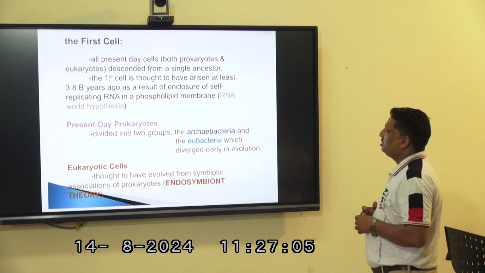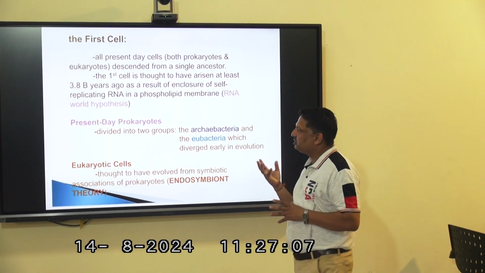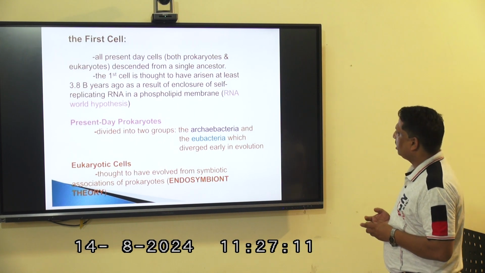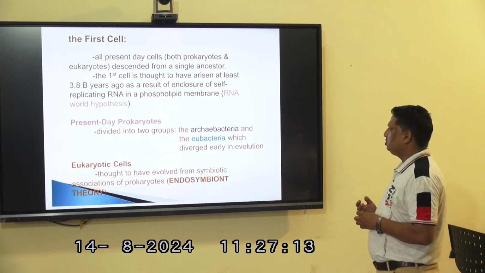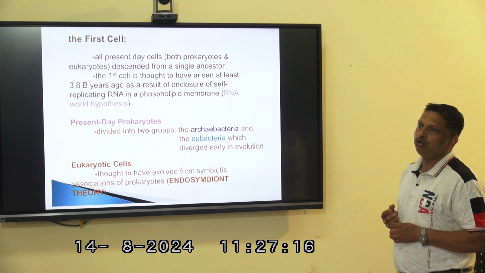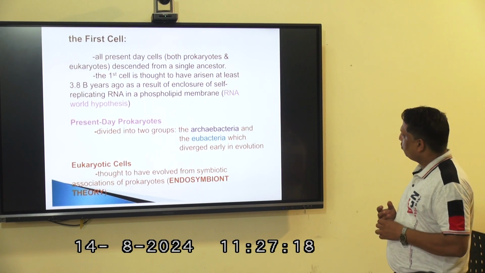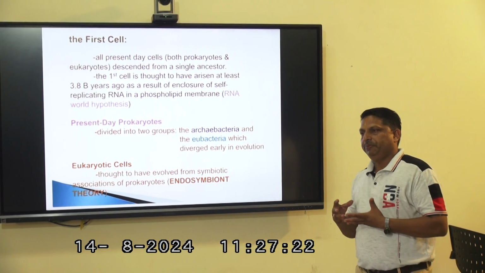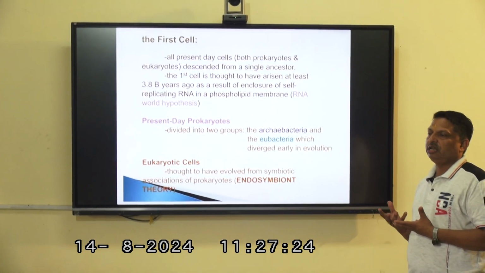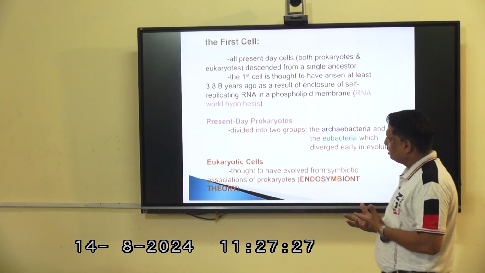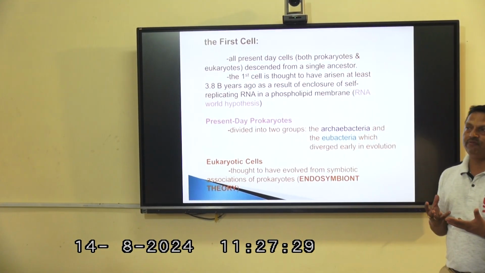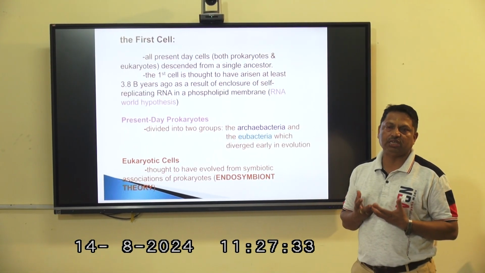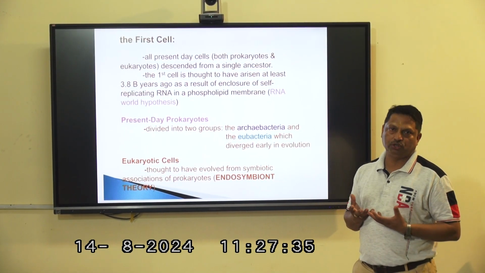And this is the present-day prokaryote. What is the classification of present-day prokaryotes? This is divided into two groups, the archaeobacteria and the eubacteria, which diverged early in evolution, because this is the extant form of the bacterial cells. The life of the bacteria depends on the existence of the years and on the different biological factors which prove the age of the evolution.